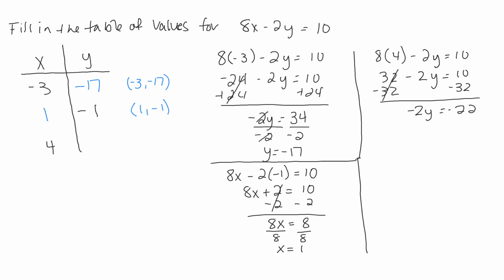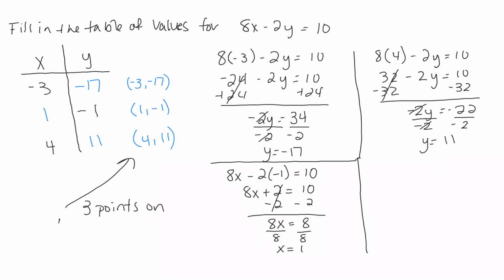Now I need to undo the multiplication of negative 2 and y, so I divide. Negative 2 divided by itself is 1. 1 times y is y. And then negative 22 divided by negative 2 is 11. So in the event that x equals 4, y has to equal 11 to satisfy the equation 8x minus 2y is 10. Now we have 3 points on the graph of the line.